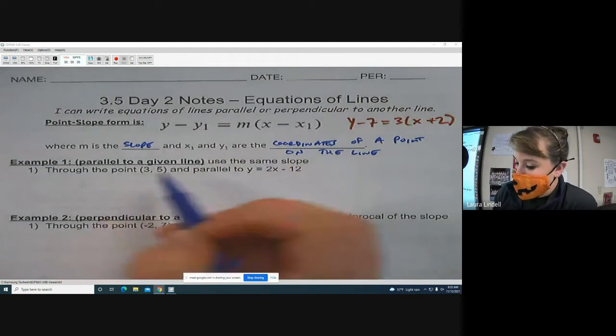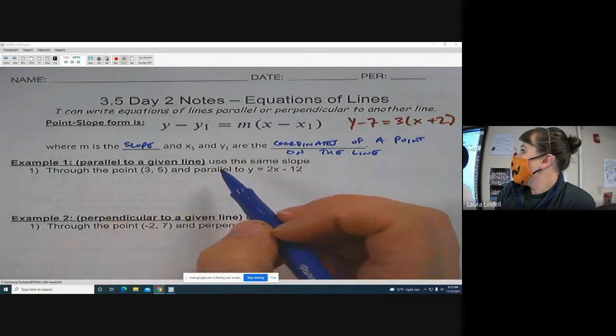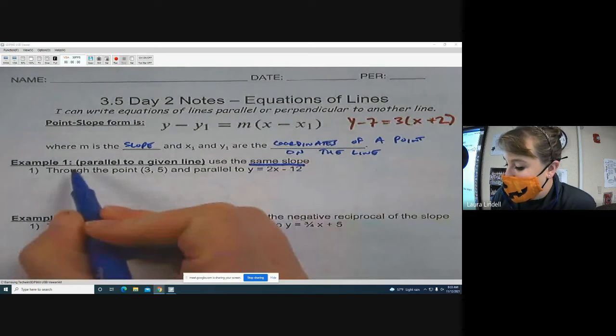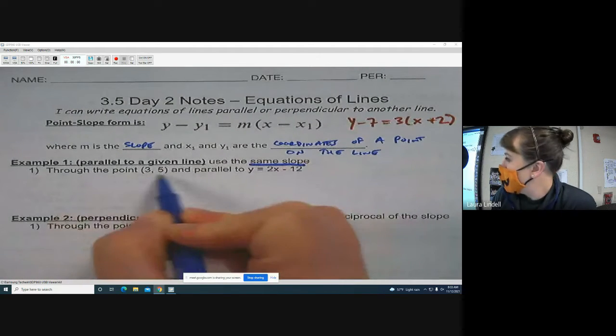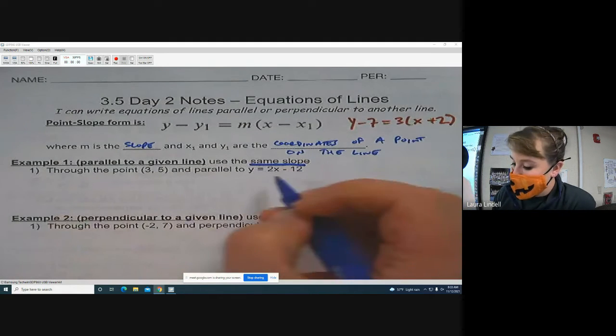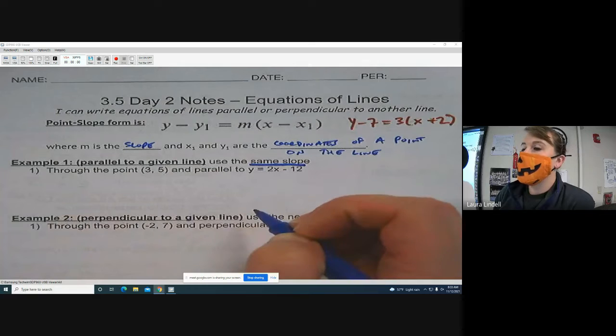For the first one, we're doing parallel to a given line. And this is where you use the same slope. So we're going to do parallel to this line and through this point. So the first thing that I would do is look at the line that you're given and circle the slope of it.